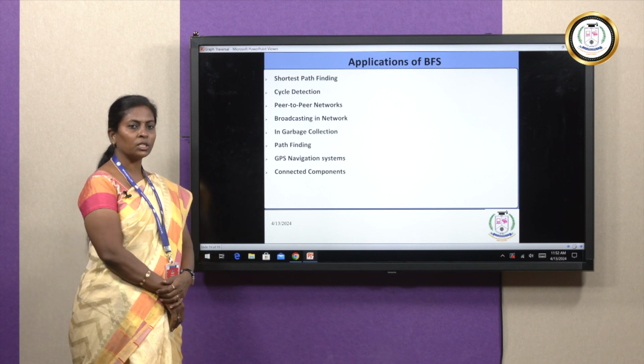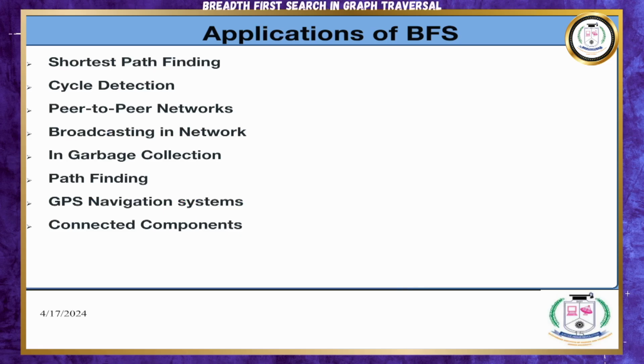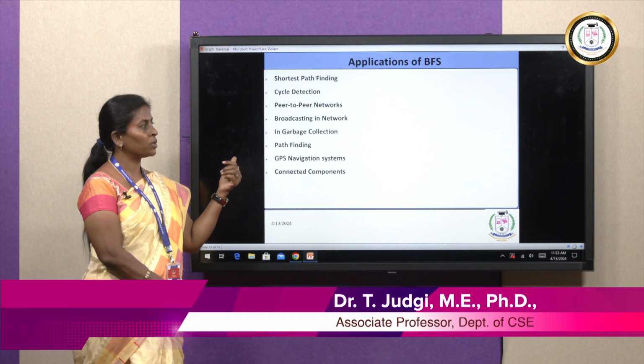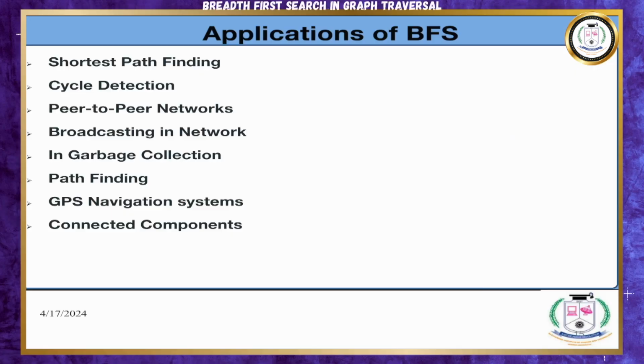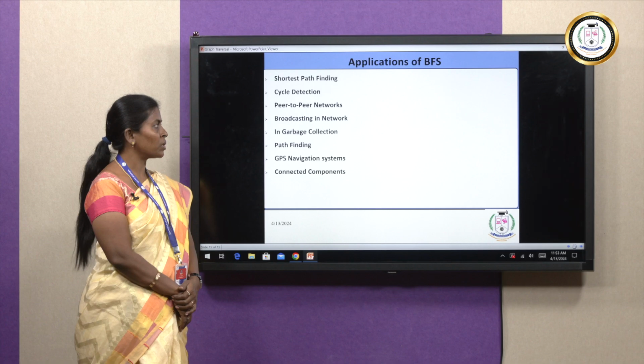Then in garbage collection, BFS is used to copy the garbage data. For path finding between vertices, we also use BFS. For GPS navigation systems, BFS is used to find all the neighbor locations. Then for connected components, to check whether the components are connected or not, we can use the BFS algorithm.